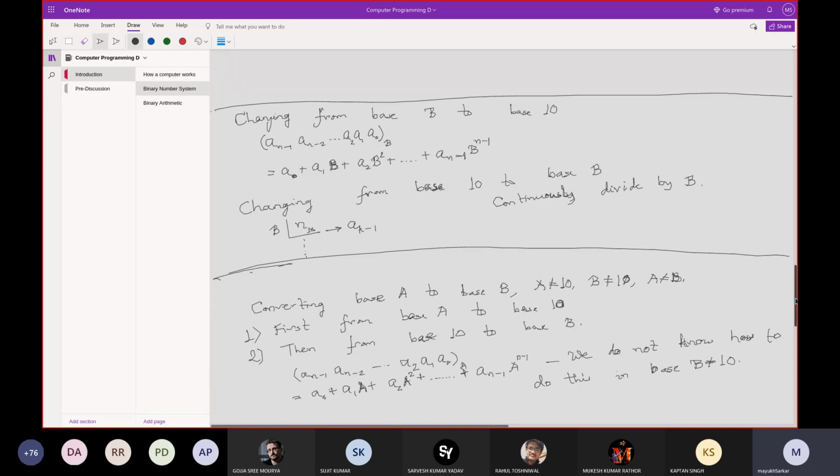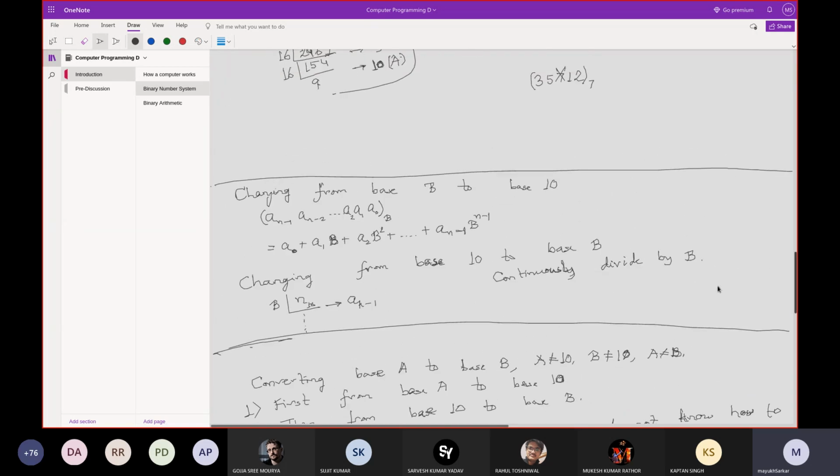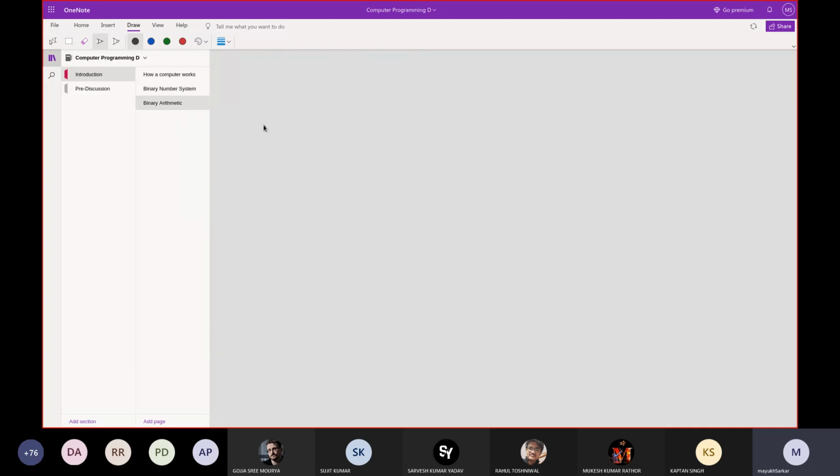Okay, so now about binary arithmetic. Rather than arithmetic, it's better that I write it as binary addition.